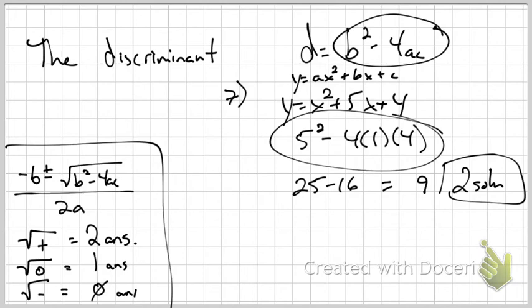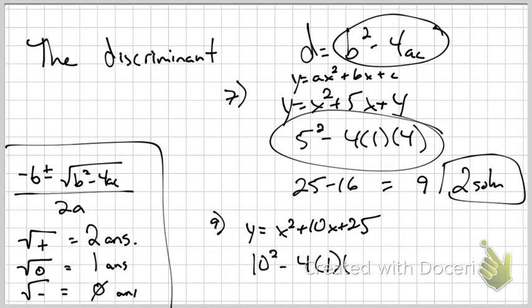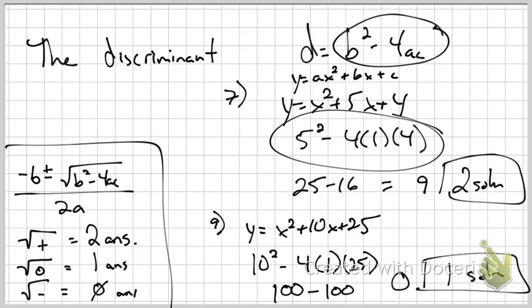Let's look at number 9 on your notes. y equals x squared plus 10x plus 25. Okay, I'm going to do the discriminant, which is b squared minus 4ac, which would be 10 squared minus 4 times 1 times 25. That gives me 100 minus 100, which is 0. And if I were to take the square root of 0, how many solutions are there? 1. Square root of 0 is 0. There's no positive negative, right?